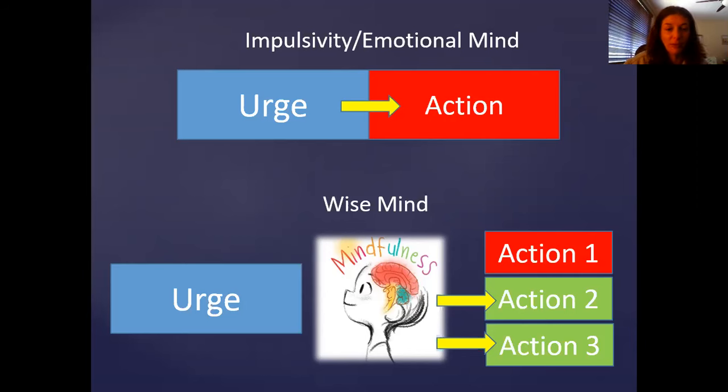All right, so for example, if I have an urge to hurt myself, instead of just running to do it, if I observe what that urge feels like and I step back from it and I think it through, maybe I could ask for help instead, or I could use a coping skill instead. And those could be action 2 or action 3. All right, so now I have a choice. Instead of having no choice at all, now I have a choice.